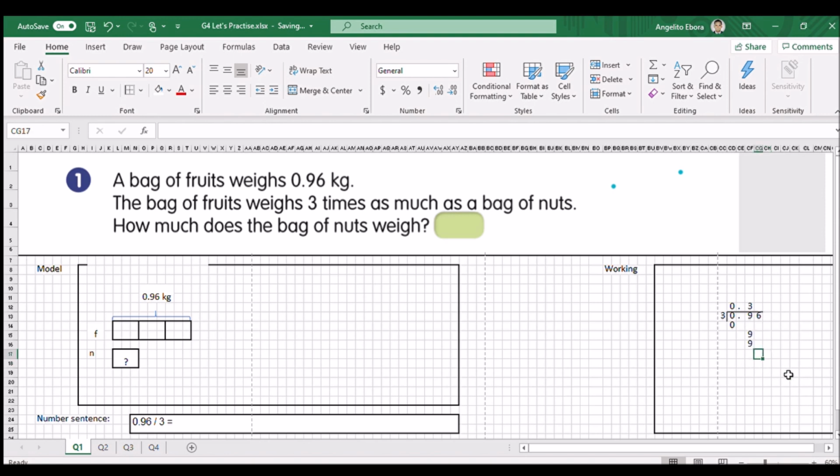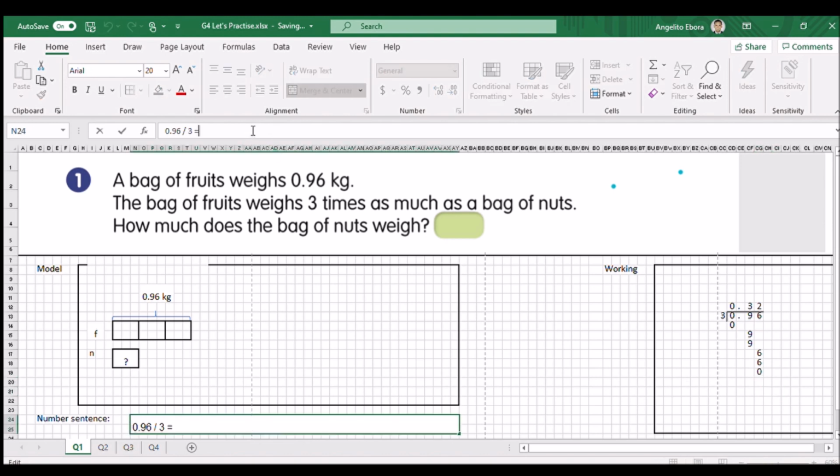Bring down 6. So 6 divided by 3 is 2. 2 times 3 is 6. Subtract, the answer is 0, nothing left. So that means the answer here is 0.32. What is our unit? We're looking for the weight, right? The mass of the bag of nuts. So 0.32 kilograms.